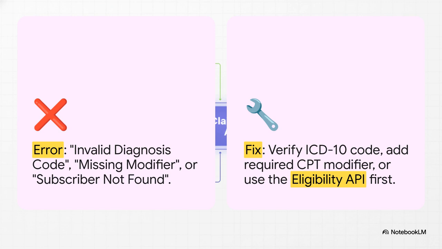And of course, things are going to go wrong, but a good API gives you useful error messages. If you see invalid diagnosis code, you know where to look. Missing modifier means you forgot a piece of billing logic. And this last one, subscriber not found, that is the perfect example of why you should have used the eligibility API before you ever sent the claim. It prevents failures before they happen.